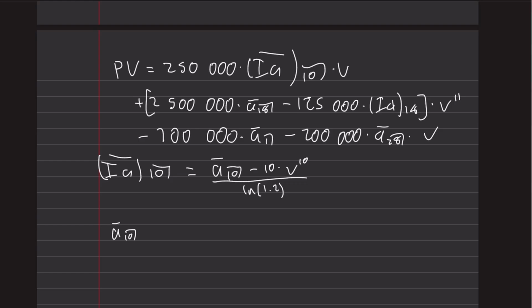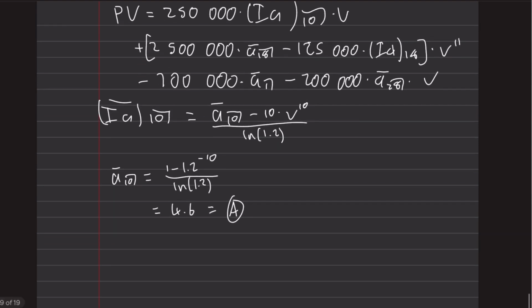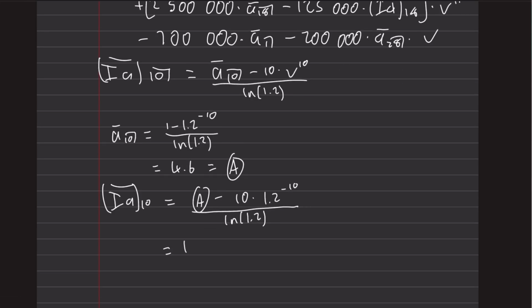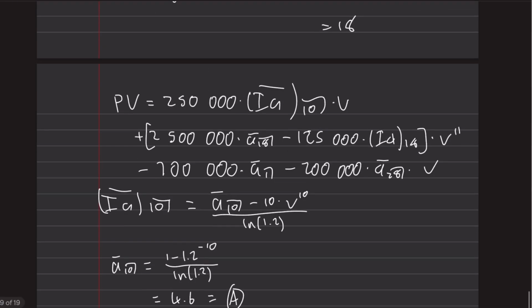So the continuous annuity for 10 years, the formula is 1 minus 1 plus i, so 1.2 to the power of negative 10, over delta, which is the natural log of 1 plus i. And if we plug that into our calculator, we're going to get about 4.6. Okay, so let's store that in our calculator as A. Now we can work out our increasing annuity for 10 years. And that's going to be A minus 10 times 1.2 to the power of negative 10, all divided by the natural log of 1.2. Cool. And when we sub this into our calculator, we're going to get 16.37, which I'm going to store as B. Okay. So that's this thing checked off.